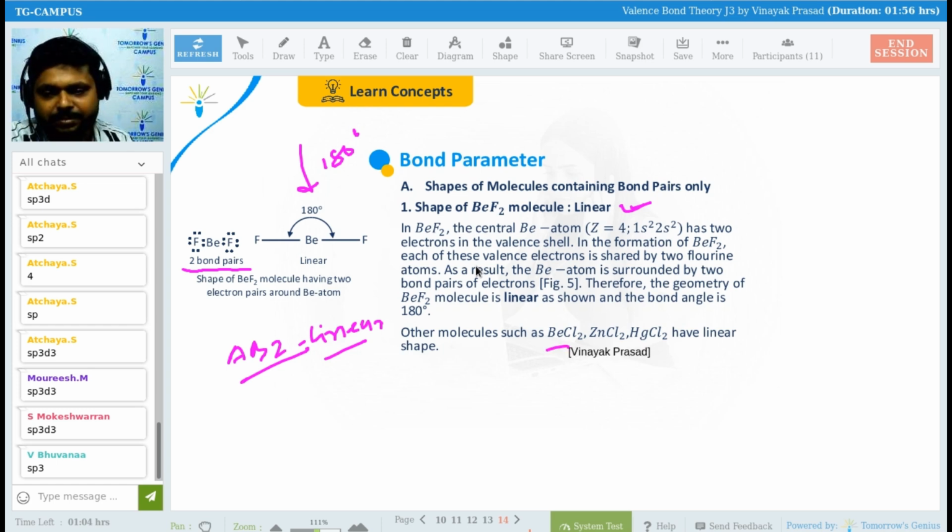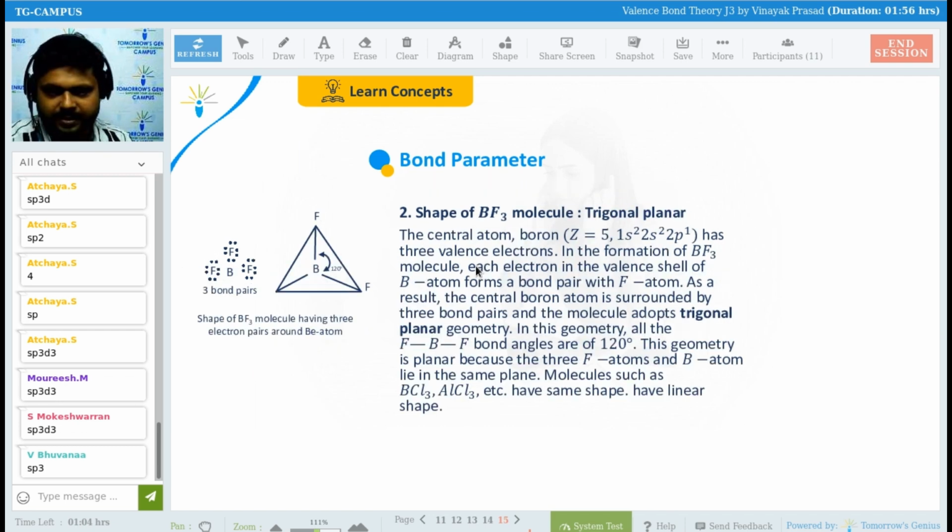Now, if BeCl2, ZnCl2, HgCl2 are there, it means there are two bond pairs with the central atom, so the shape will be linear. The geometry can be AB2, or you can say linear. That geometry is linear, right? Getting my point, everyone?